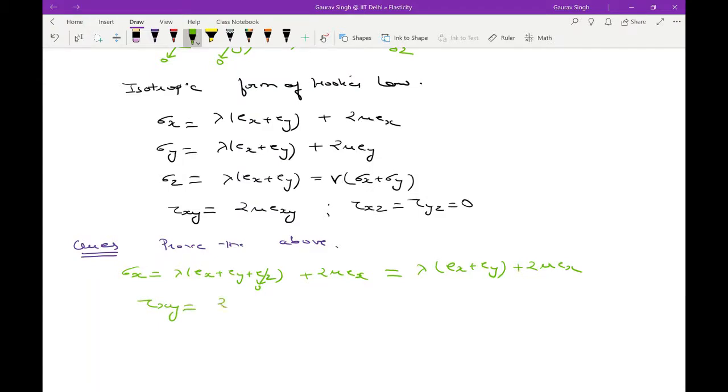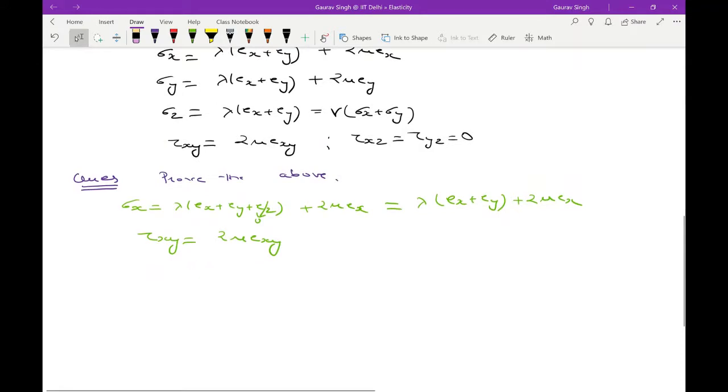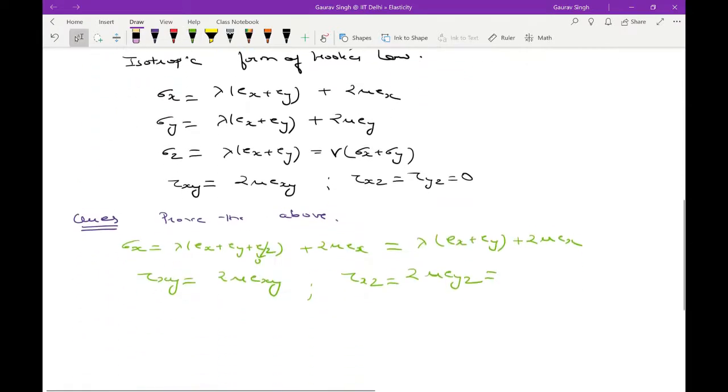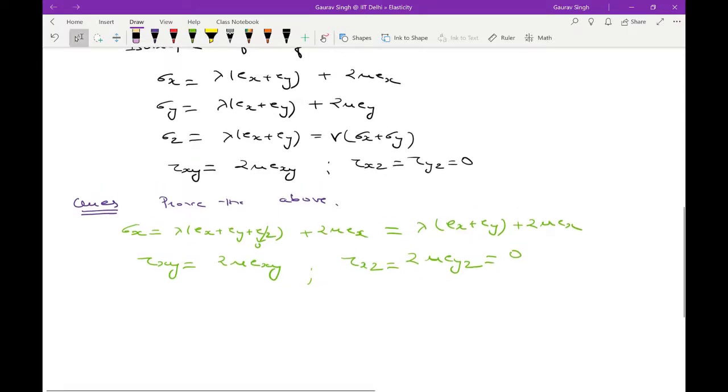Similarly, take up tau xy. Tau xy is equal to 2 mu exy, and since exy is not equal to 0, we'll just write it as it is. Now take up tau xz, that is equal to 2 mu exz. Look at what exz is. Exz is equal to 0. So this would be equal to 0. And similarly, you can write the other quantities. And this relation can be written just by using the relationship between lambda and nu.